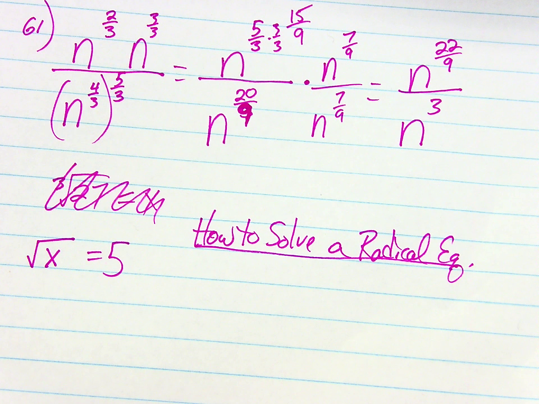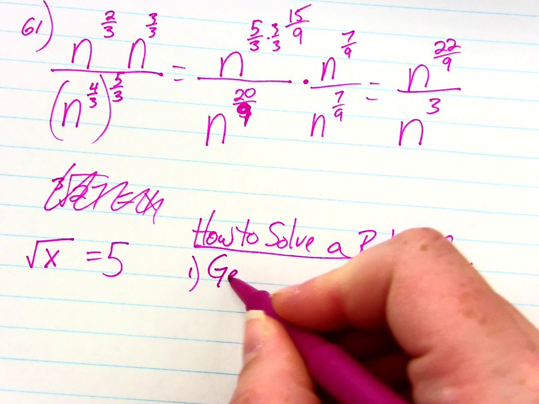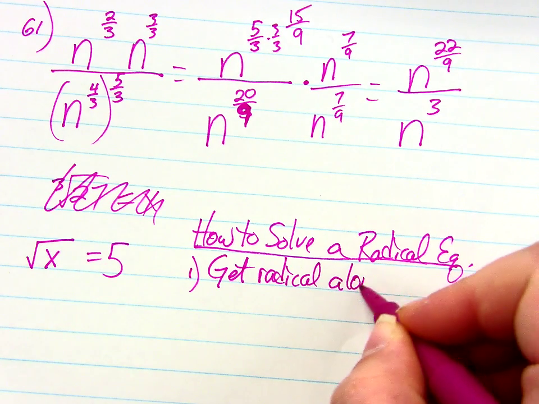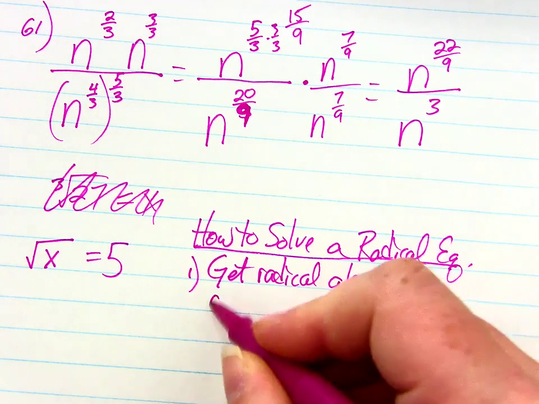Okay, so today we are solving a radical equation. Step 1: get the radical alone on one side of the equal sign.